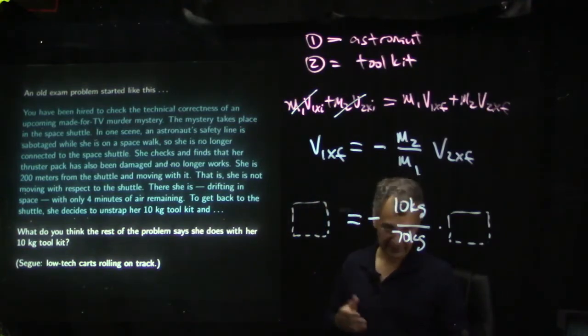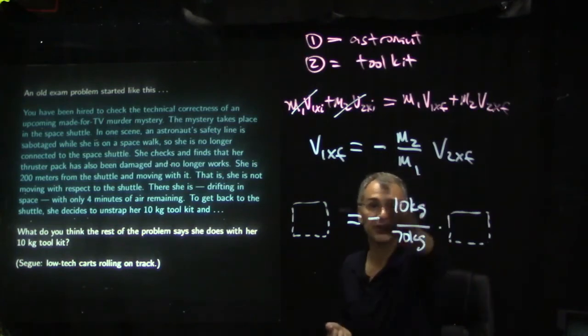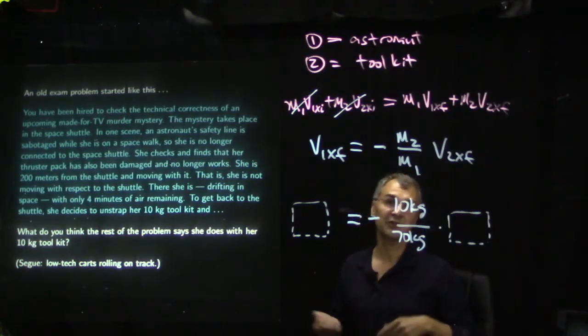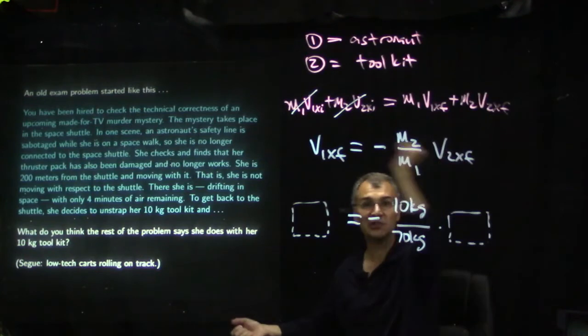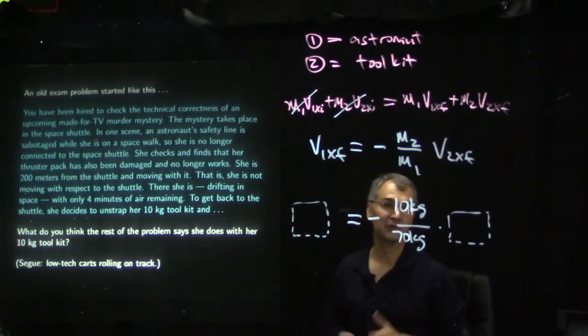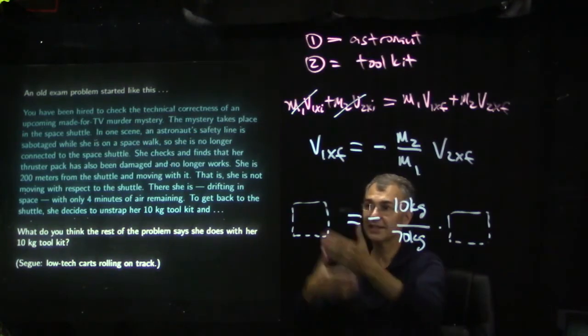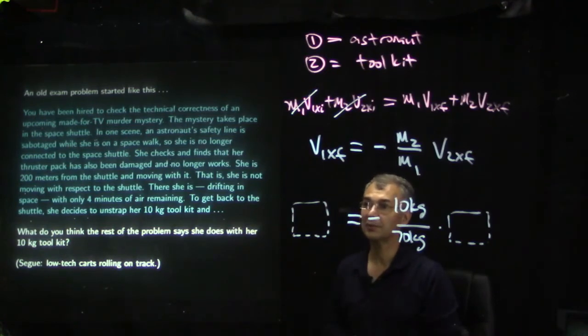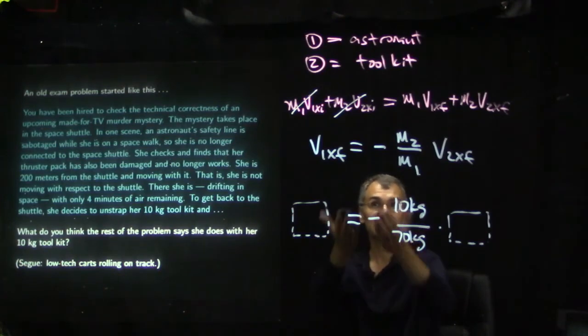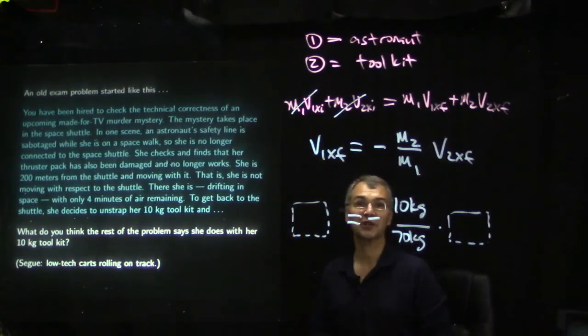So it seems like her final velocity toward the space shuttle is something like 1/7 of the toolkit's velocity away from the shuttle, assuming this ratio of masses. So that's the premise of the problem. That's how you would work it out. And then there's, in addition, some constant velocity calculation where you have to figure out whether she makes it 200 meters in 4 minutes. So again, this equation gets us very far in chapter 4.